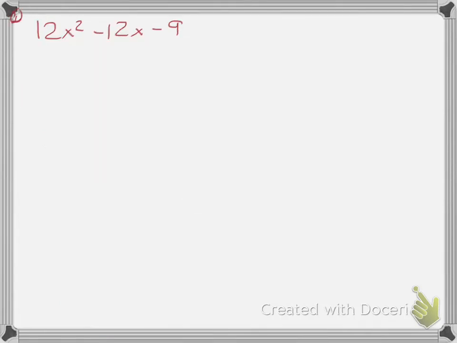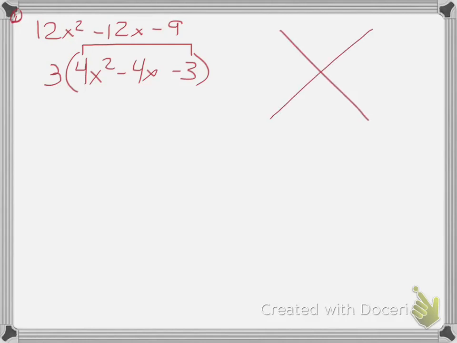Okay, so for this one, you're going to do 12x squared minus 12x minus 9. Remember to always check for a greatest common factor, which here is going to be 3. And I'm left with 4x squared minus 4x minus 3. So in this one, I'm still going to be doing the AC method, but I'm going to organize it with what I call the X chart.